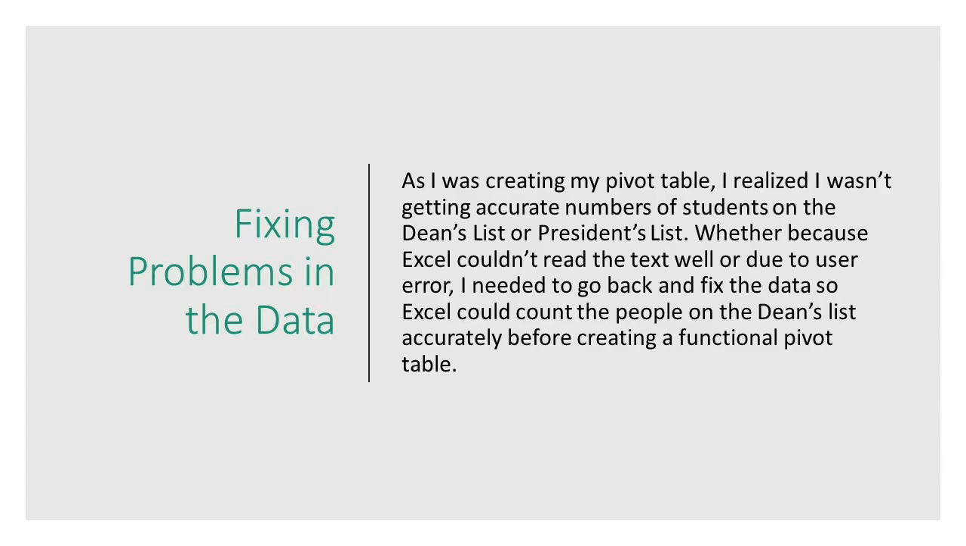The next pivot table I tried to create was to look at the number of students on the dean's and president's list by hall. At some point, I turned the camera off and stopped recording because I was having trouble getting Excel to properly calculate the number of students. This could be due to user error, but I also think it was because Excel was having trouble counting the words accurately. I realized I could go back into the original spreadsheet and add some additional columns that would facilitate analysis for the pivot table that I was trying to create.